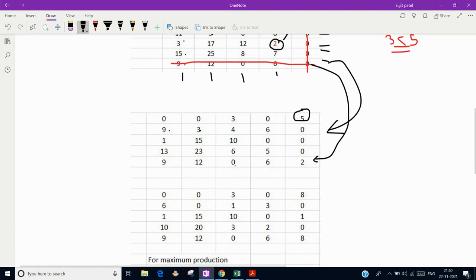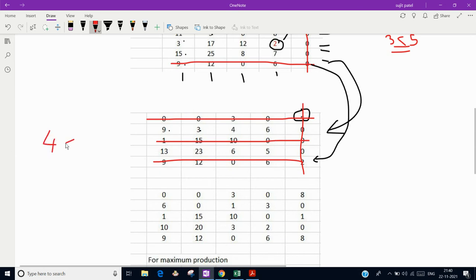Now again, try to draw the minimum number of lines. So here I am drawing the minimum number of lines. First, this line, second, third, and fourth. Sorry, here it is the fourth line. Now all the zeros are covered, but the number of lines is 4, still less than the rank of the matrix, that is 5. So this is again not an optimal solution. This is not an optimal solution.